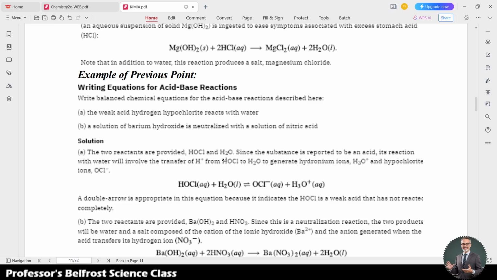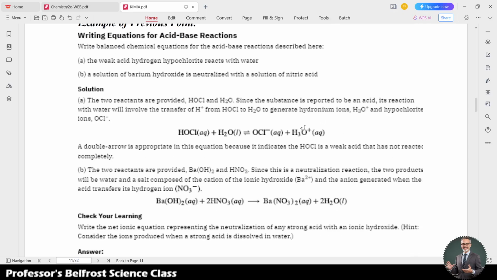It's very straightforward. But because this is a weak acid, it only partially reacts. So you need to have this symbol with you. HOCl plus H2O, and actually this is ClO minus, it's better written as ClO minus plus H3O plus. We need to have H3O plus. Okay, only partially dissociated.